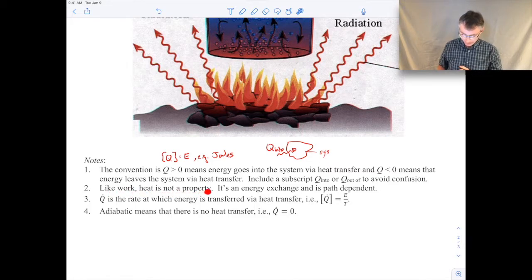Like work, heat is not a property. It's just an energy transfer process. So it's not a property like temperature or pressure or internal energy. It's an exchange of energy. And so it's path dependent. Just like work was path dependent, I talked about that in a different video lecture, heat is also path dependent. So when we write out the first law, for example, I'll write it in differential form here.